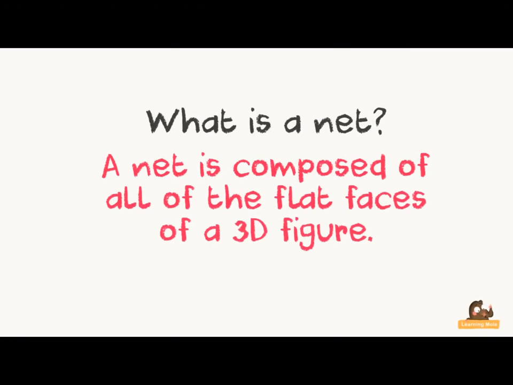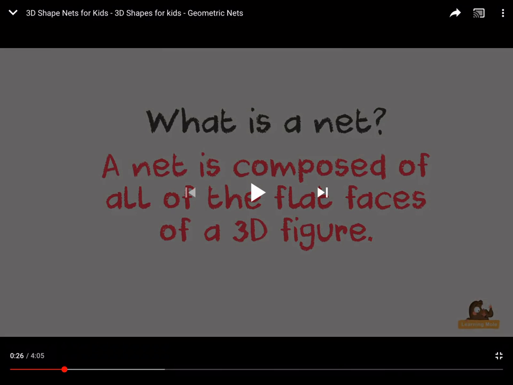So a net is composed of all the flat surfaces of a 3D figure. What that means is we're going to unfold a 3D object. So if you think about making a cube out of a piece of paper, what would that look like if we were to unfold that cube?